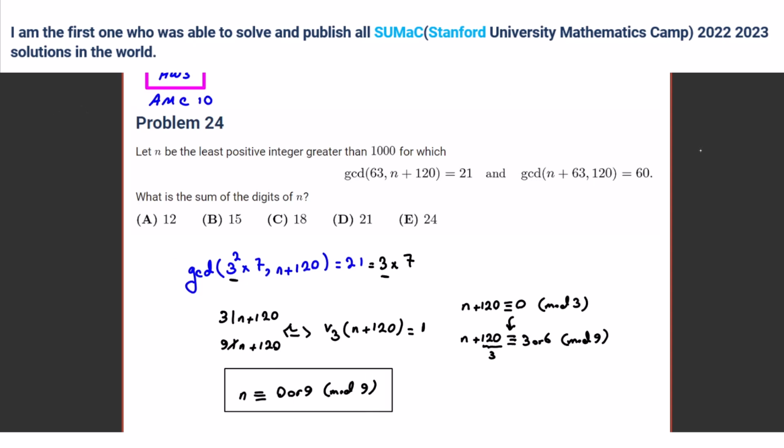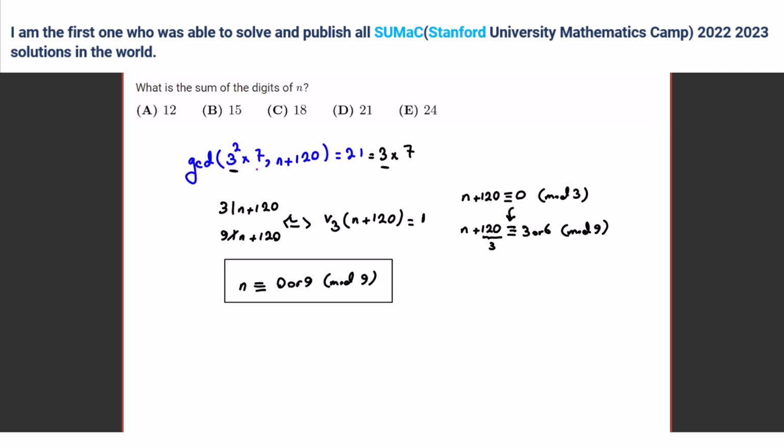Now let's focus on 7. For 7, what can we say? 7 divides n plus 120 but 49 does not. 7 divides n plus 120, then what? 49 does not. Why does 49 not? Because the GCD should have only one power of 7 in it. But here the power of 7 is 1. Exactly. We have only this, right?